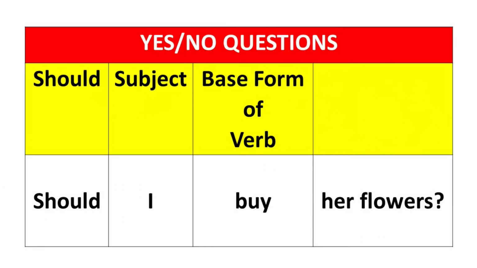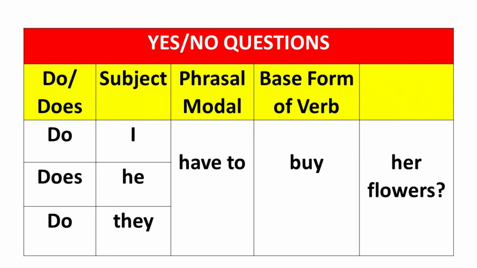For yes-no questions using should, we begin with should, the subject, and the base form of the verb. On the other hand, for yes-no questions using do or does, we begin with do or does, followed by the subject, the phrasal modal have to, and the base form of the verb. For example, should I buy her flowers? Do I have to buy her flowers? Does he have to buy her flowers? Do they have to buy her flowers?